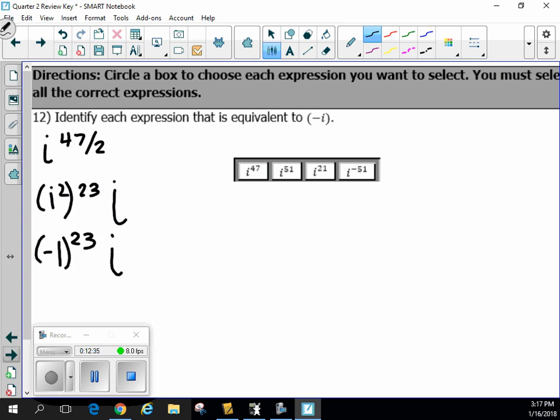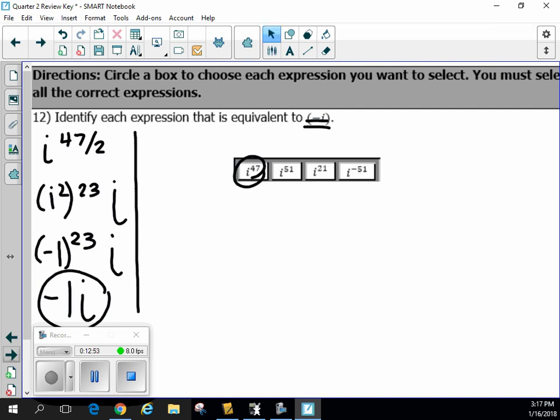So we plug in our calculator, parenthesis -1, parenthesis raised to the 23rd. And that's going to give me -1i. So that is a solution. I'm trying to find negative i. So i to the 47th is -i.